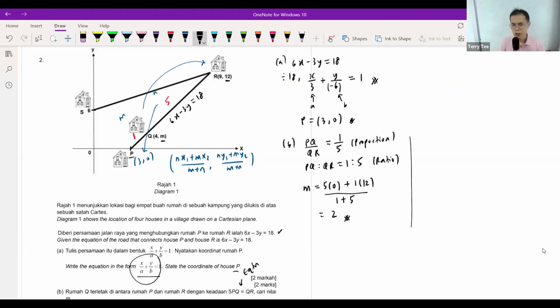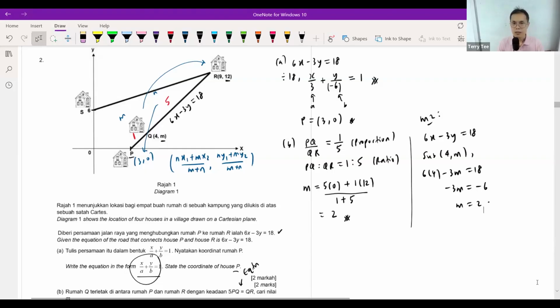Okay, like I said, there's another way. I don't need to do this actually because this is 6x minus 3y equals 18. I just write here method 2 for your reference. You sub in Q for m. That means your x is 4, your y is m. This is 24. You can bring over 18 minus 24, negative 6. m is 2. It's even easier. Don't even have to use the ratio formula. All right, that is part B.